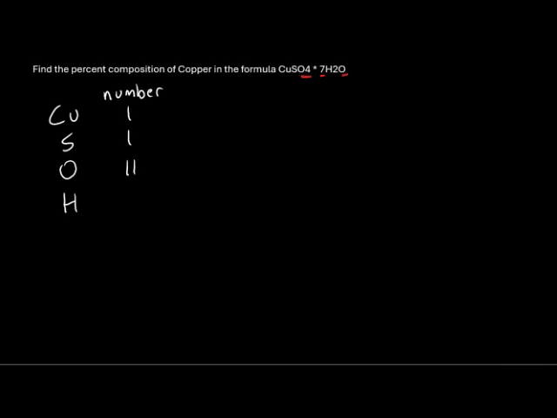For the hydrogen, we have to be careful as well. We have 7 waters, and each water has 2 hydrogen. Therefore, we'll take 7 times 2 and get 14 hydrogens. Now that we've counted the number of each atom, we'll multiply that number times the mass of each atom from the periodic table. We'll go to the periodic table now and locate those elements.